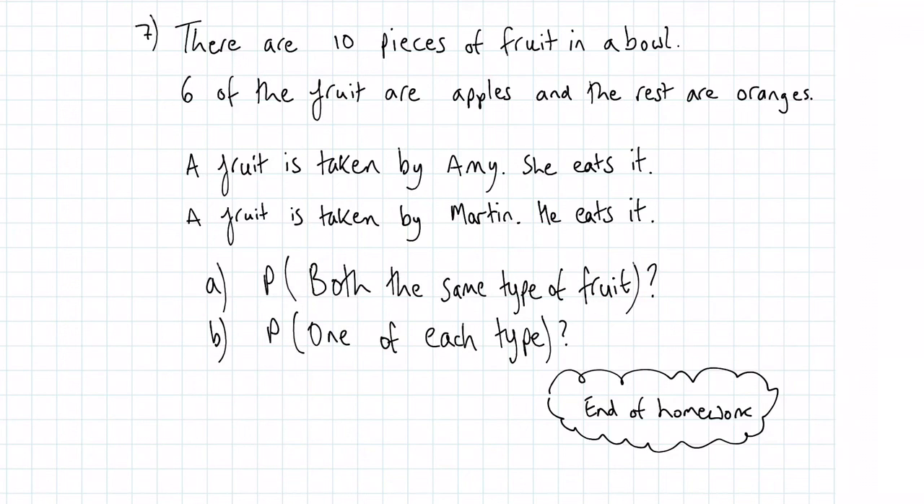And then part B, what's the chance that they both eat a different type of fruit? So in other words, Amy has an orange while Martin has an apple. But of course it could be the other way around as well. So you've got to think about that. Draw your tree. Think about which path to follow on that tree and you should be able to answer that question. That's it, as usual.